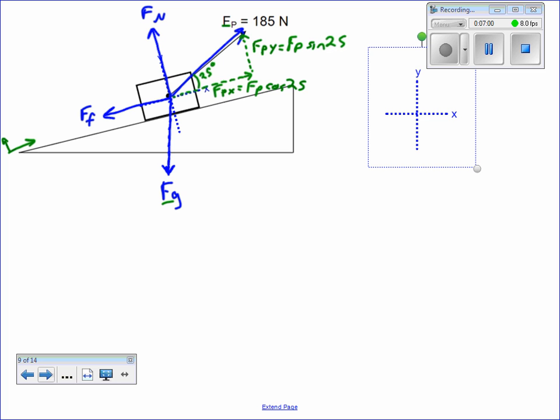Pause the video if you're not sure what I'm doing here. Pause it, have a look at it, see if you can break this down. Okay, so we now have an x component for Phil's push force and a y component for Phil's push force. We can do the same thing with gravity. We can get gravity's y component and gravity's x component, so Fgy and Fgx.